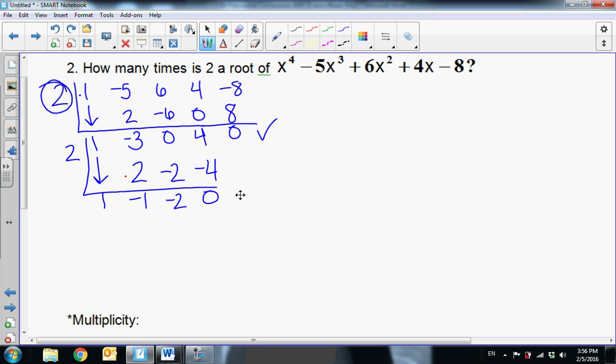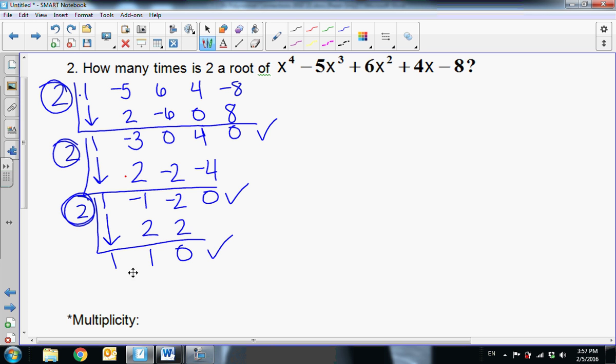And what happens? It works again. All right, let's try it again. What happens? It works again. What are we at here? What would this be if I wrote it out as my answer? x plus 1. Is 2 going to be a root of x plus 1? No. So we are done.